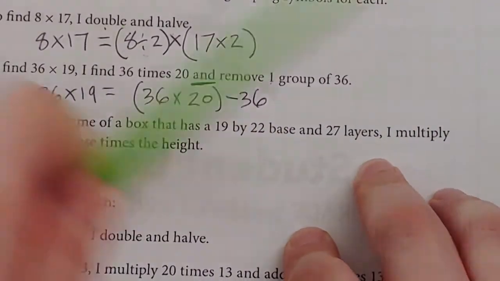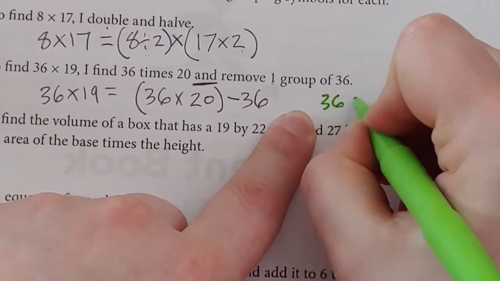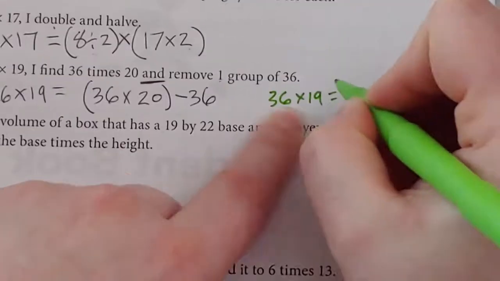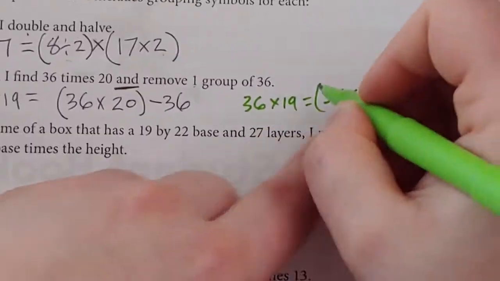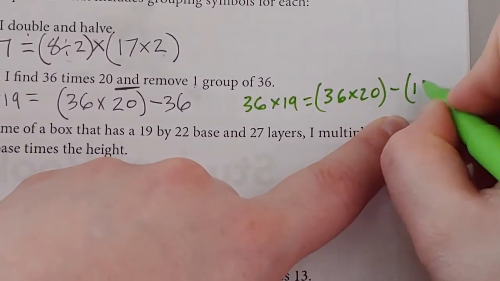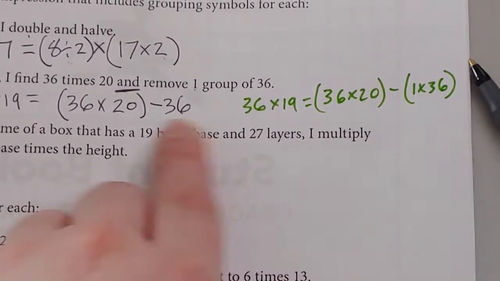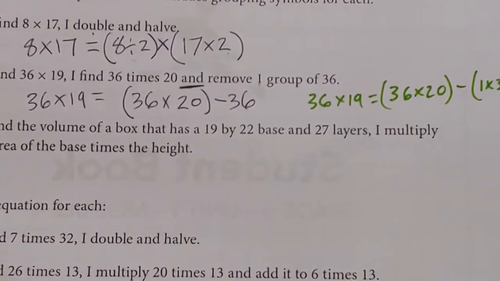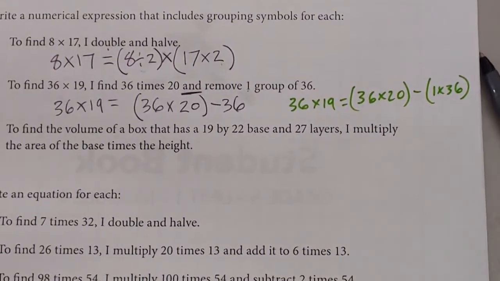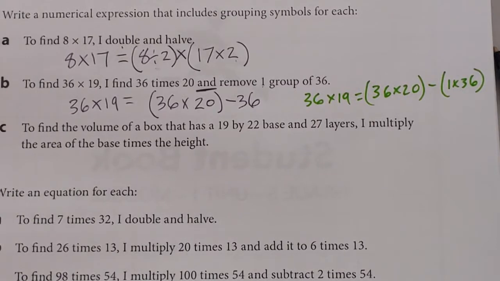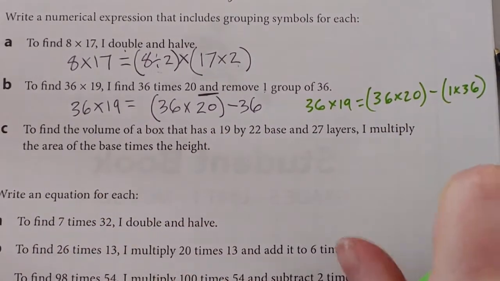Or I'm going to do it in a different color so you don't think you have to have both. 36 times 19 equals 36 times 20 minus 1 times 36. So either one of these equations, oh, I can't get them both on there. Either one of these would be correct. So remove one group of 36 or remove one group of 36. Both of those would be right.